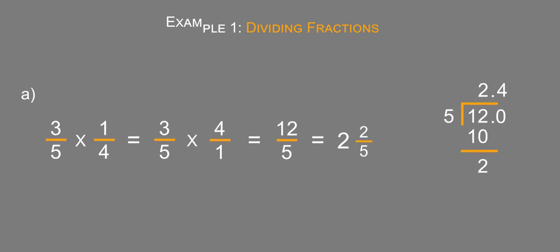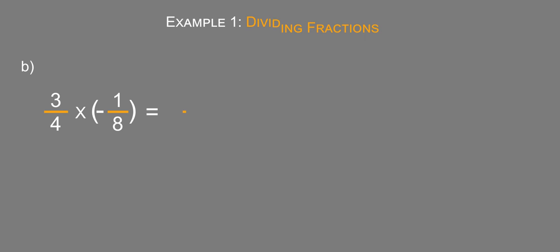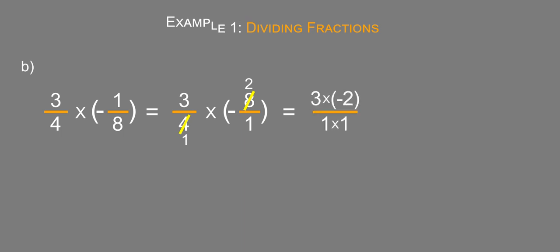Part B, 3/4 divided by -1/8 equals 3/4 times -8/1. We can use our little trick of 4 divided by 4 is 1. -8 divided by 4 is -2. If we multiply across the top, we have 3 times -2/1 times 1 in the bottom, and that equals -6.